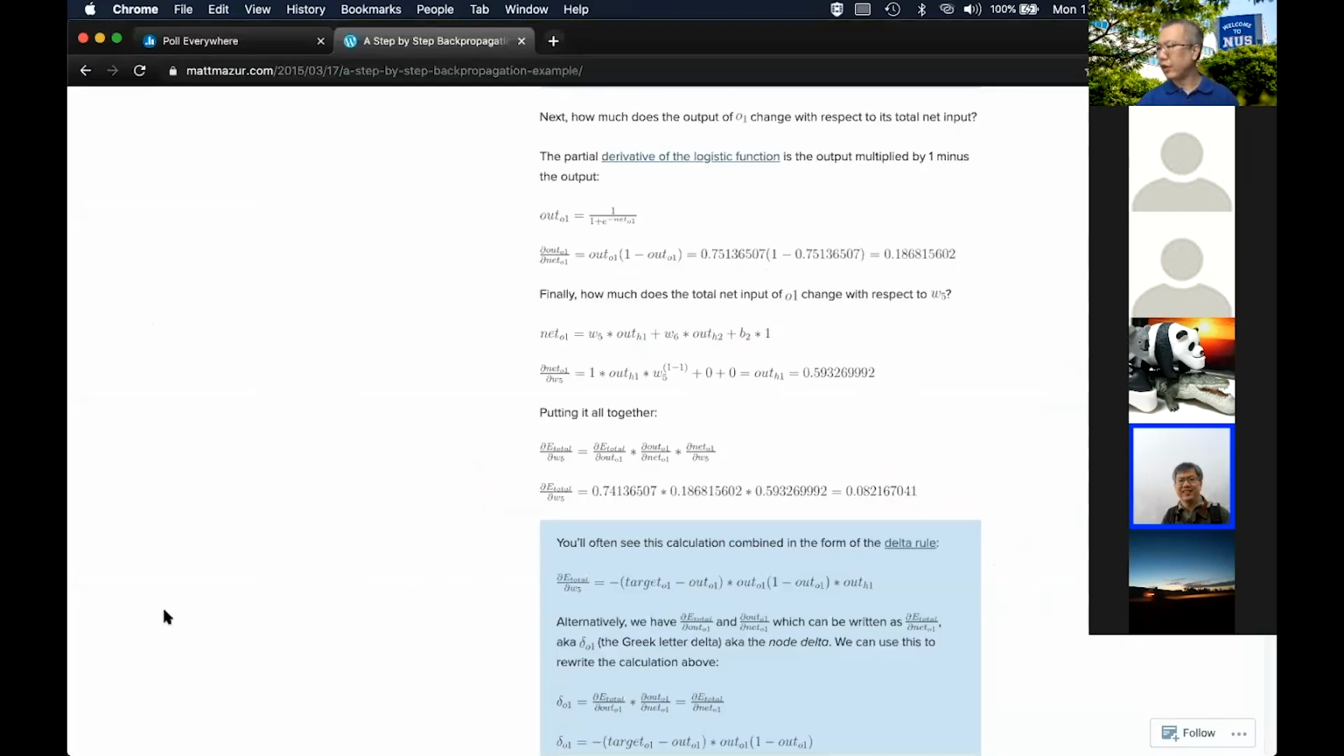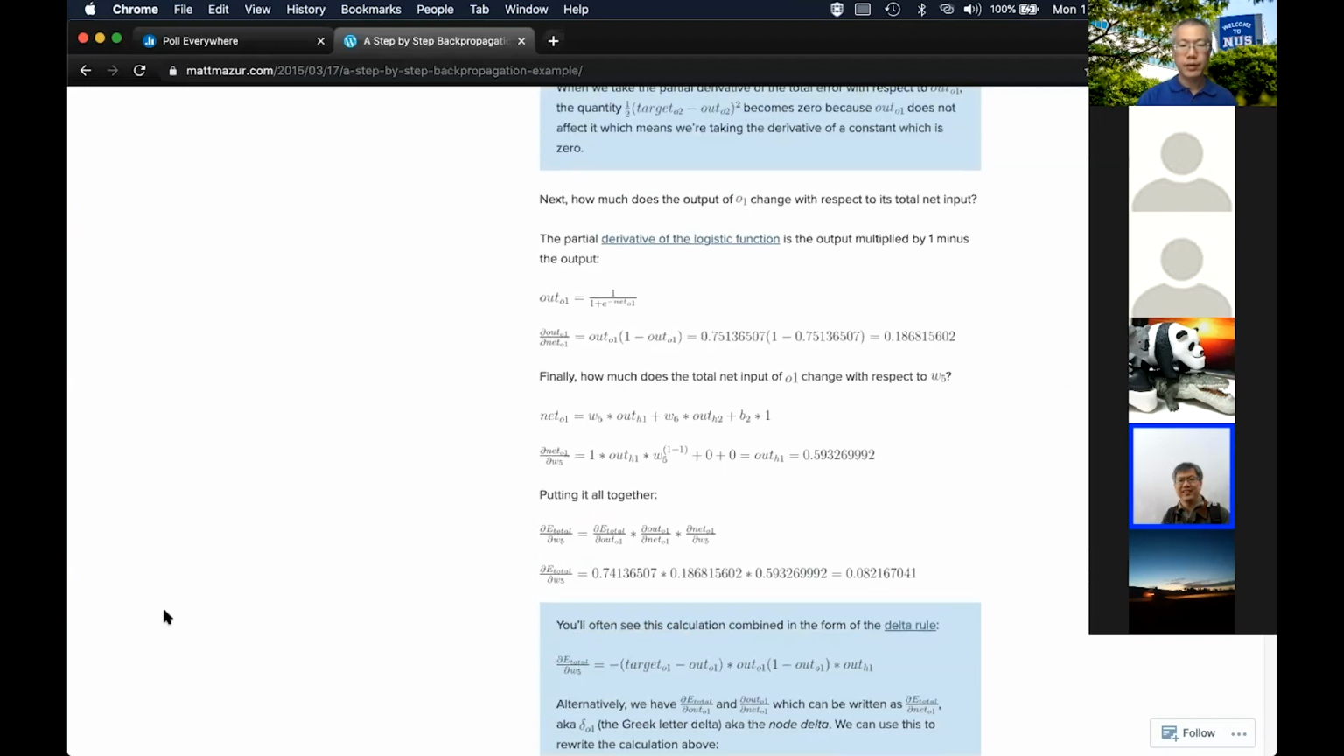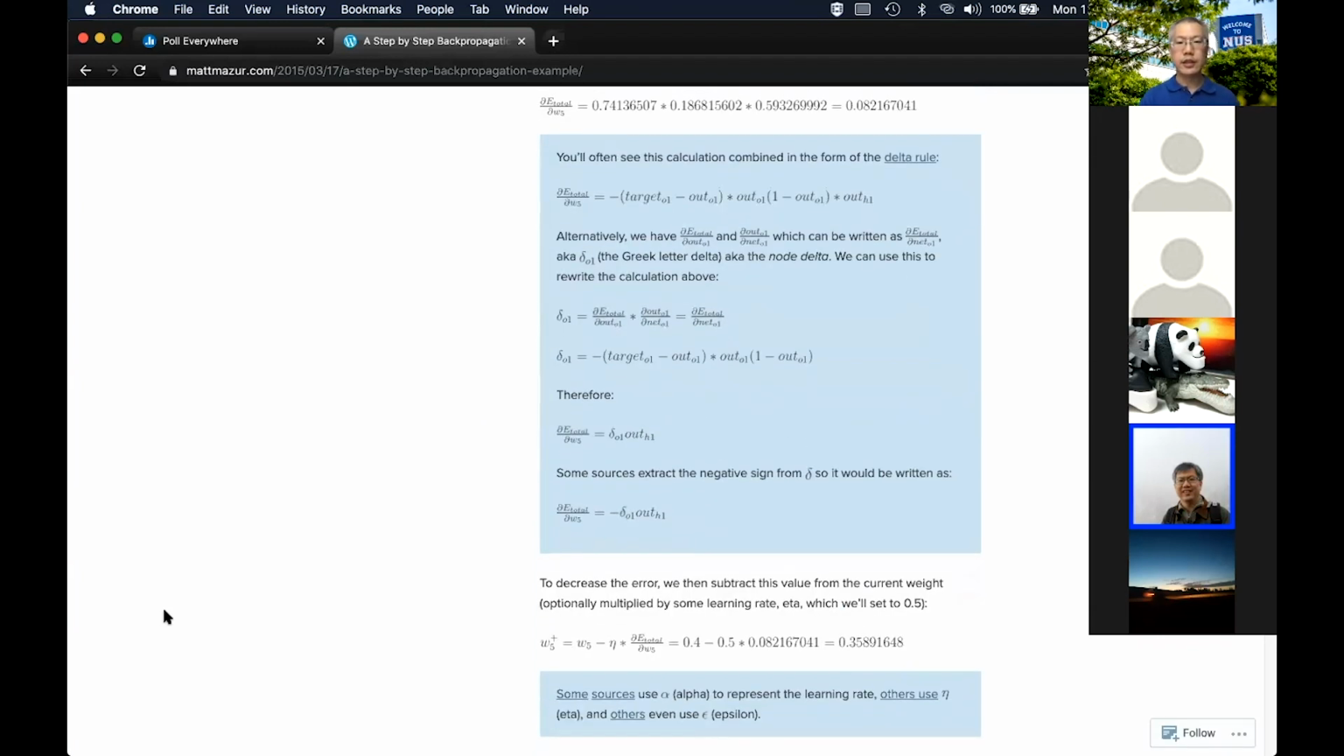So as it says over here, you'll often see this calculation in the form of a delta rule. That's actually what we wrote here, this part down here. Let me scroll this up a little bit. Oops, wrong way. So this delta is basically saying how much the output of one is being affected by that particular weight. I can then just multiply it by the out of that to get the delta for W5. So that's very nice.